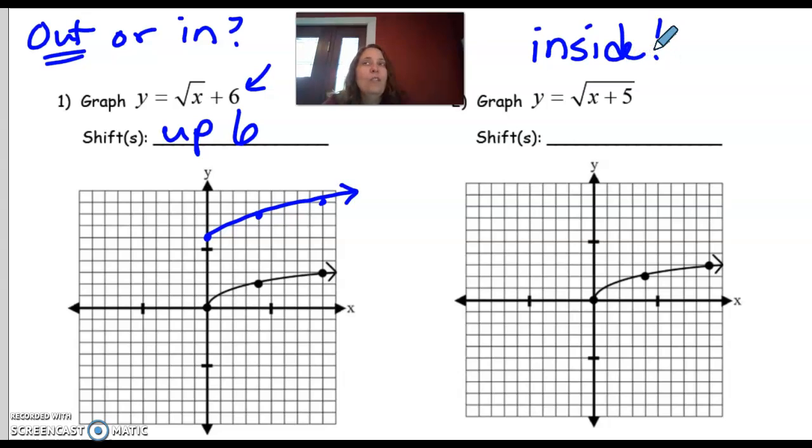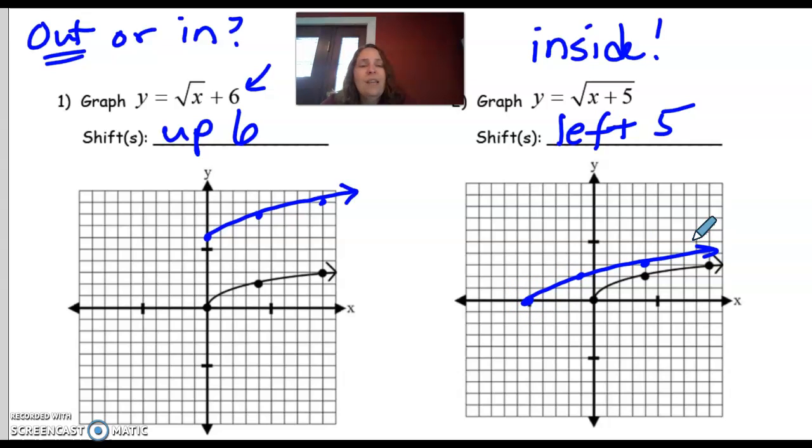So that's going to be a shift left or right. Since it says +5, that means we're going to shift left by 5 units. So we're going to go left 5 here. Then from this point (4, 2), I'm going to go 1, 2, 3, 4, 5 to the left. Then from (9, 3), I'm going to go 1, 2, 3, 4, 5 to the left. And that's what we have.